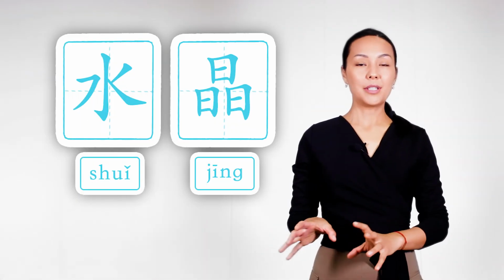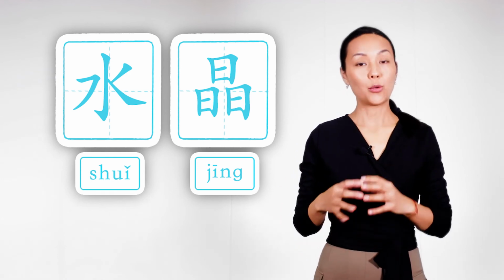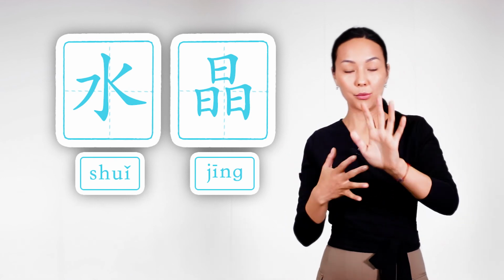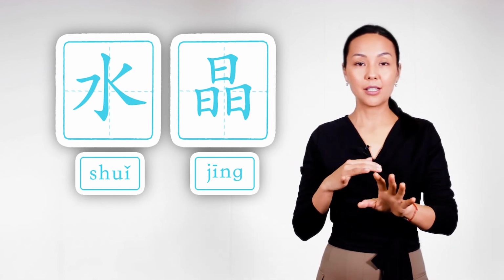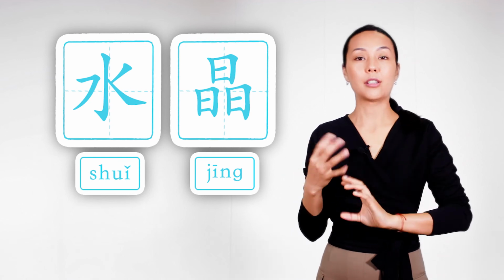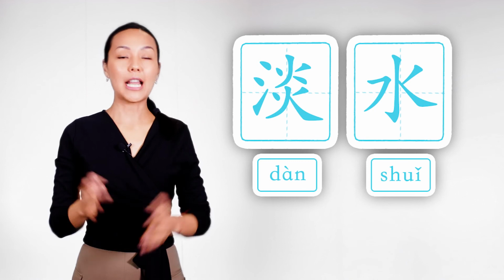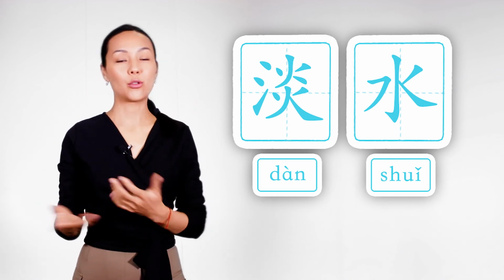Guys, another example is the word crystal, 水晶. It's obvious: a crystal is like water, you can see through it, it's clear, and that's why in crystal we have water. And another example is fresh water, 淡水. 淡 means fresh, 水 water.